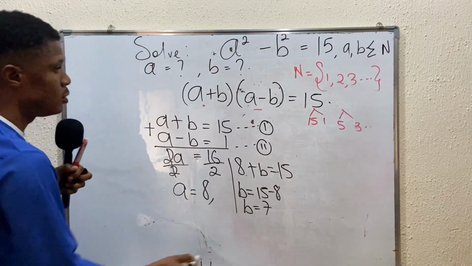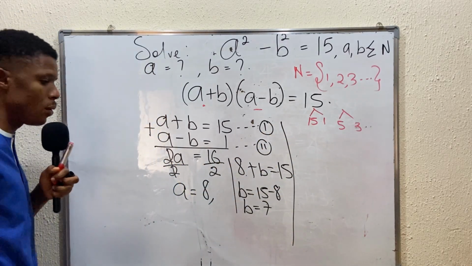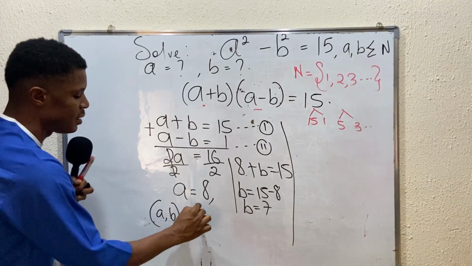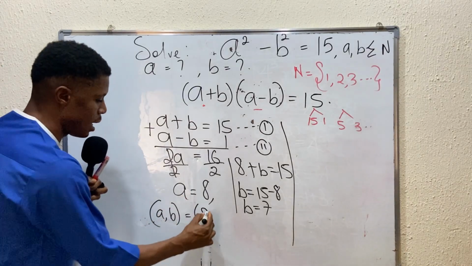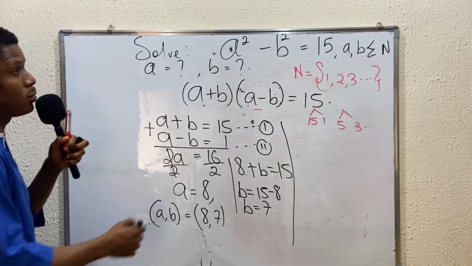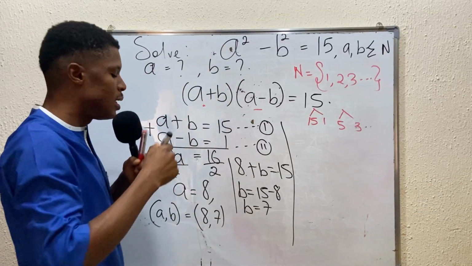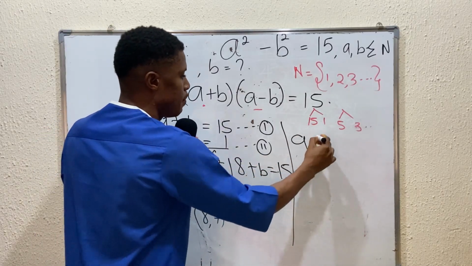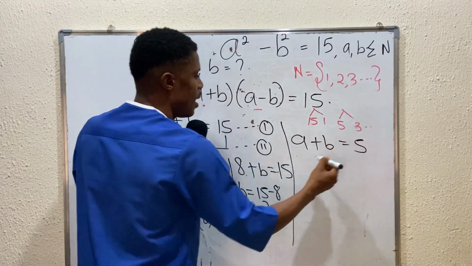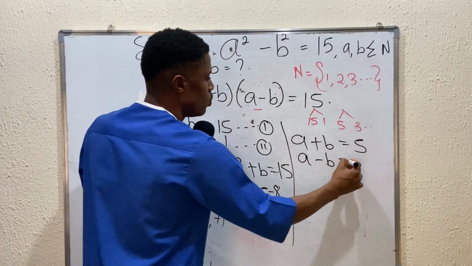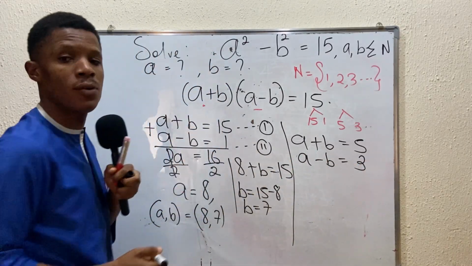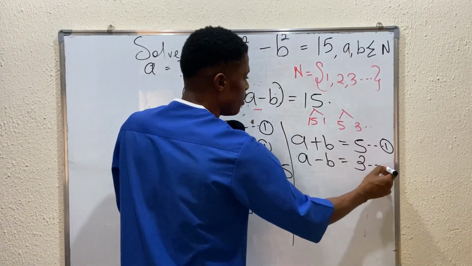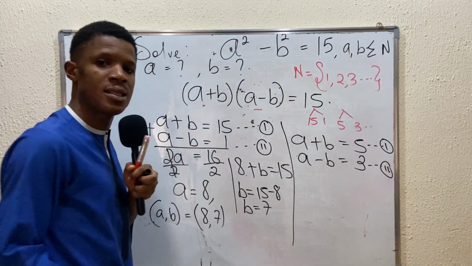So for the first pair in our problem, a is 8 and b is 7. But we are trying to find two values, so we have other pairs. The second pair says that a plus b will be 5 and a minus b will be 3. Testing for the two factors, in our usual way, this is equation 1 for the second problem, and this is equation 2 for the second problem.